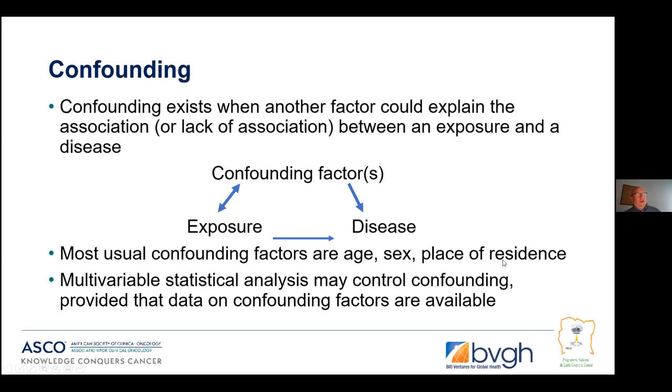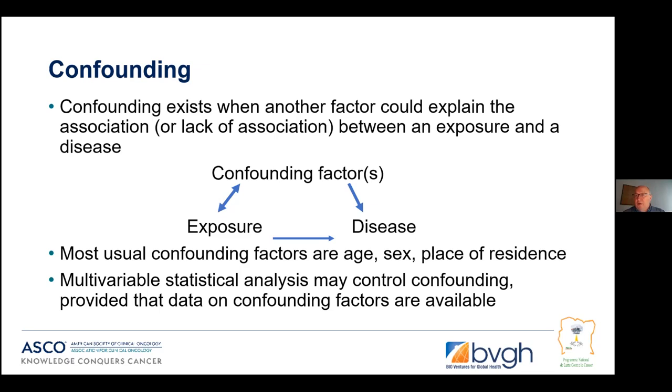And so most usual confounding factors are age, sex, place of residence, so sometimes socioeconomic status, things like that. But these are the very frequent type of confounding factors. So there are two ways to avoid these confounding factors. One, in epidemiological study, we have the multivariable statistical analysis that works very well if and only if you have the data on confounding factors. So it means that you have in your protocol to be sure that you got all the data on these potential confounding factors so that you can control them at the time of data analysis.